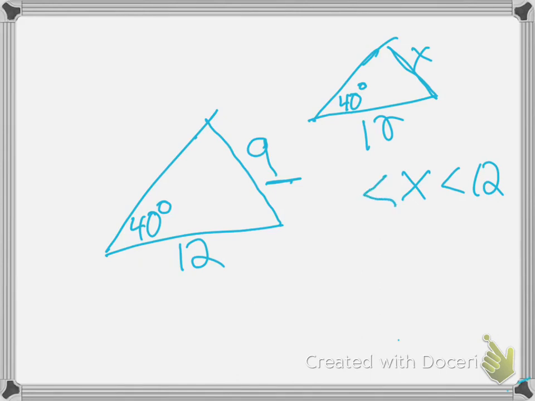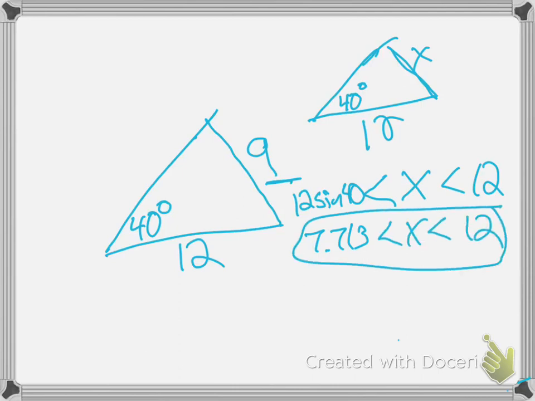But we also know that it has to be greater than 12 times the sine of 40. So on my calculator, real quick, I'm going to type in 12 times the sine of 40, and I get 7.713. So now I know that my x value is bigger than one triangle and smaller than one triangle. So that means it's going to make two triangles.